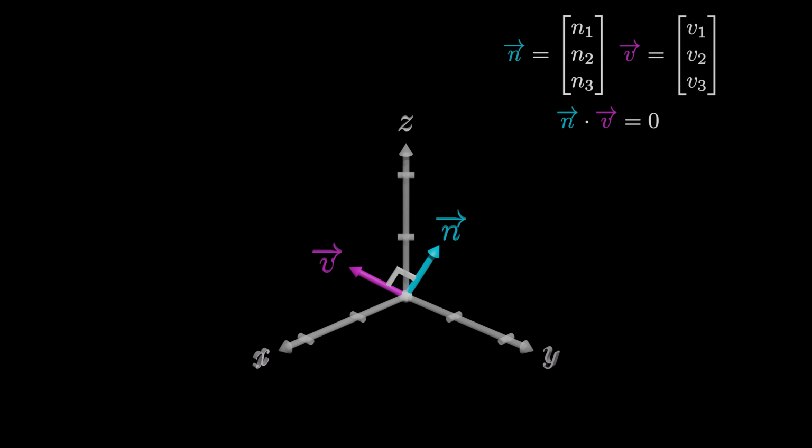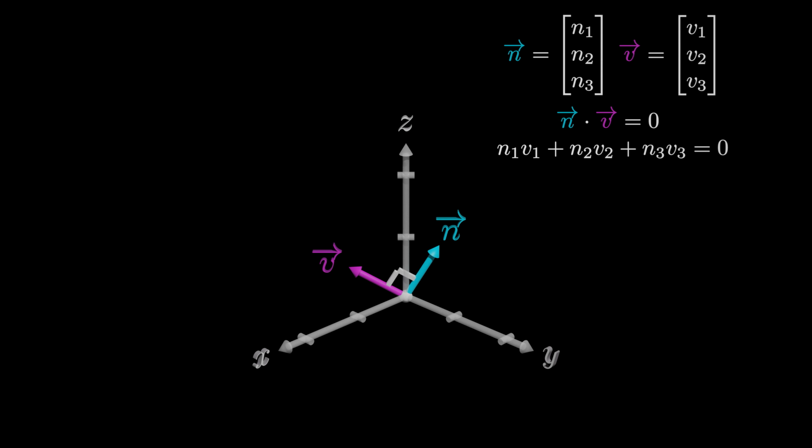Since by definition the dot product is also equal to the sum of the products of the two vectors' corresponding Cartesian coordinates, we can also say that n1 v1 plus n2 v2 plus n3 v3 equals 0. If you would like to learn more about the dot product, there will be a link in the description to one of 3Blue1Brown's videos covering the topic.